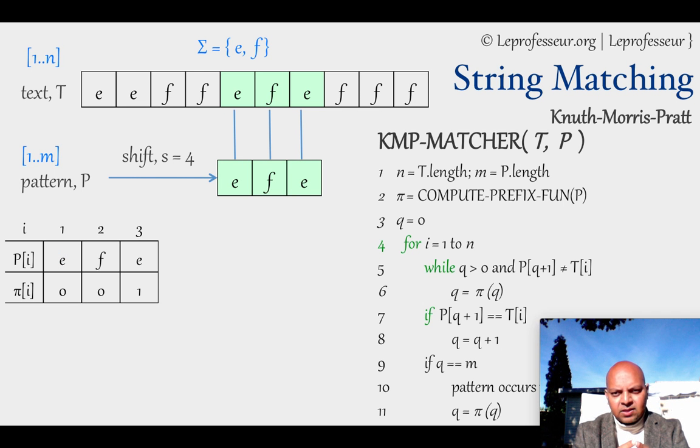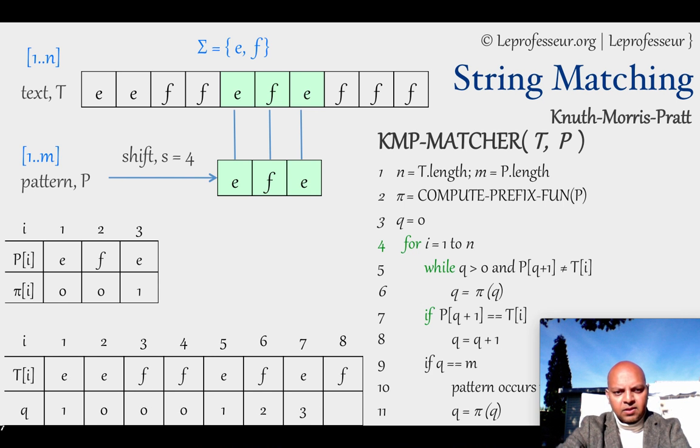Now how does the KMP matching algorithm work? After we have calculated the prefix function, let's see how it works on our typical example. As you can see here, I have this little table which describes the index, the text string and the variable q, which we're going to be using in our KMP matcher algorithm. We initialize q with 0, and at line number 4 we have this for loop which goes over the whole length of the text string, and then here we take a decision: if q is greater than 0 and p of q plus 1 is not equal to t of i.